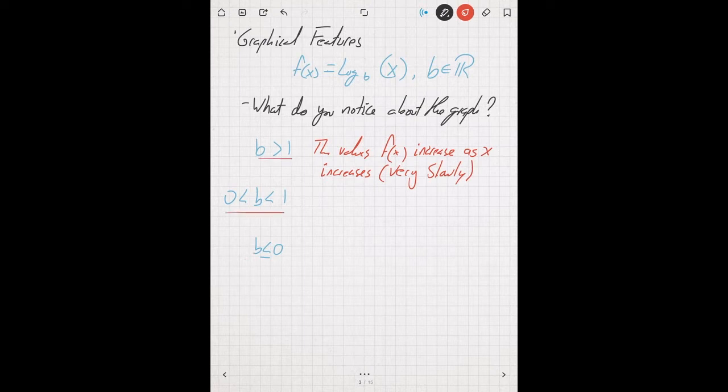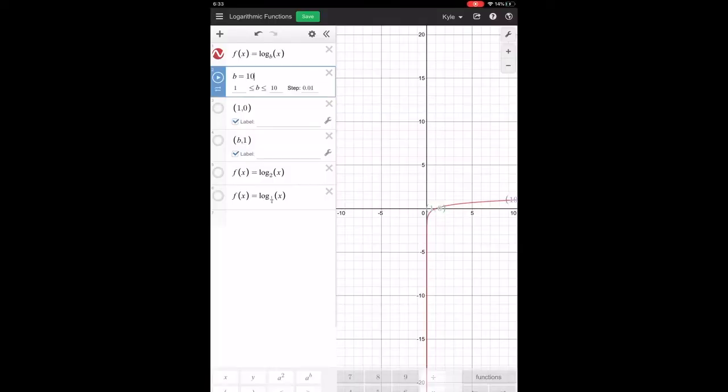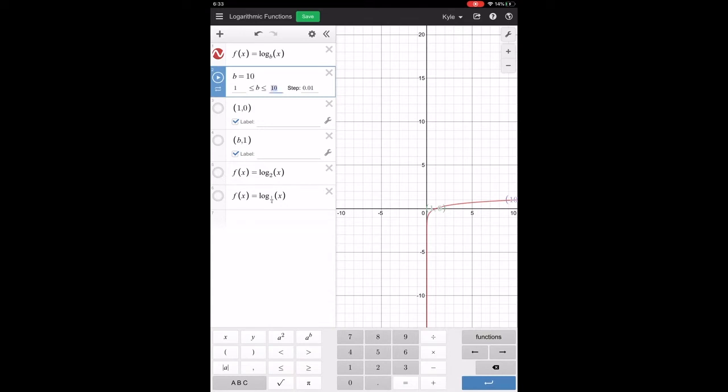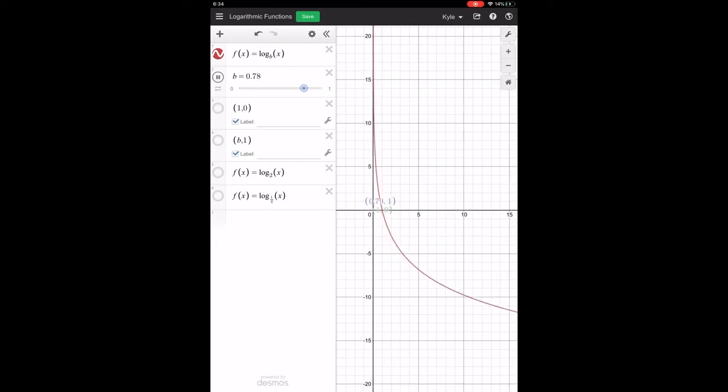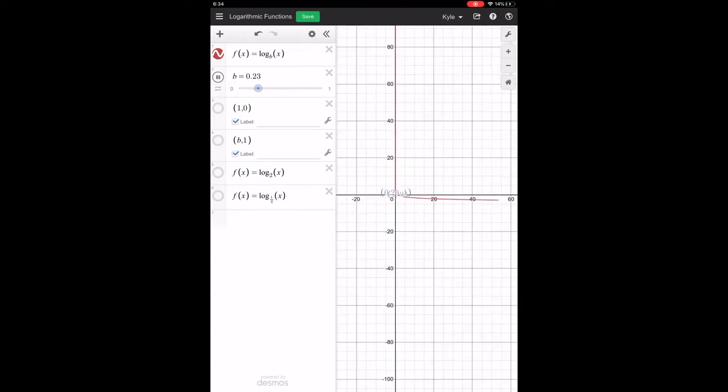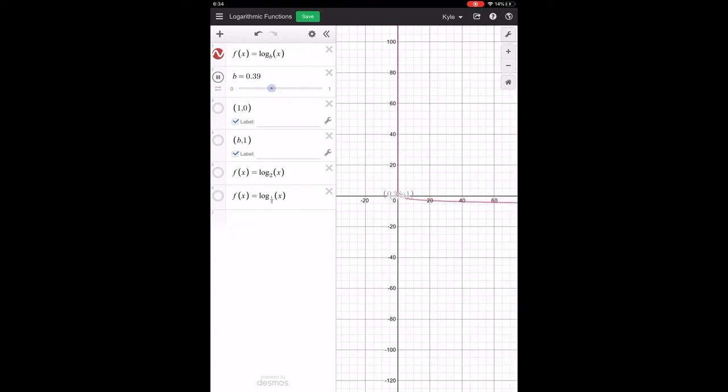Let's see what happens when b is between 0 and 1. So I'm going to alter the slider here. Let's say we're between 1 and 0, and let's start at 0. So let's go ahead and see what we get here. I'm going to hit play. And now what do you notice about the graph? It has a different shape, doesn't it? This time it's got like a decreasing shape. It's bending down and to the right.